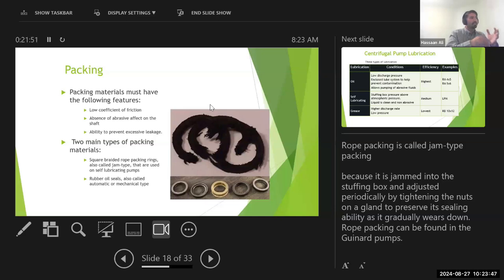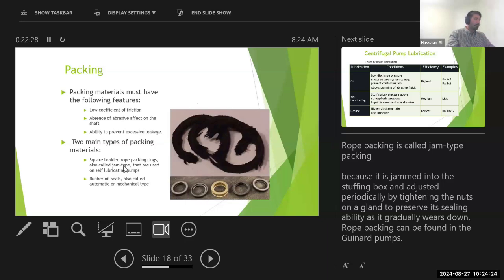In that case, we can actually use packing, because even if the fluid leaks a little bit out of the packing, it will not have a huge impact on the environment. So the packings can be used. They should have some particular features that we are looking for. They should have a very low coefficient of friction, because we don't want a lot of rubbing; rubbing means high energy dissipation, which is energy loss. We don't want any abrasive effect of these packings on the shaft, because they interact with the shaft, and we want to prevent any excessive leakage.